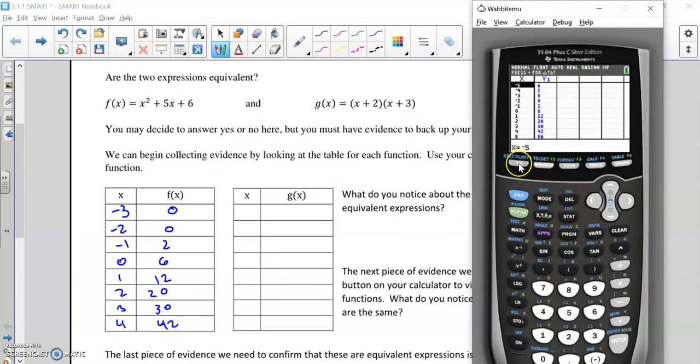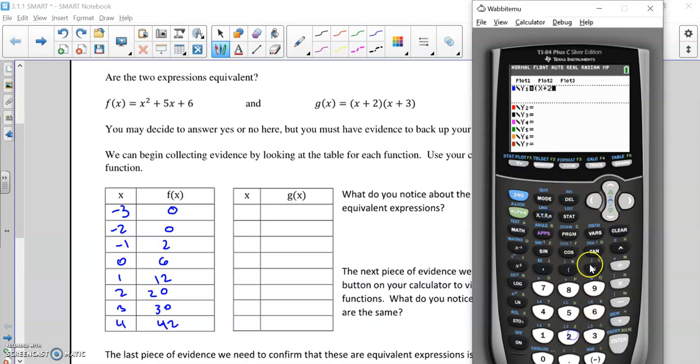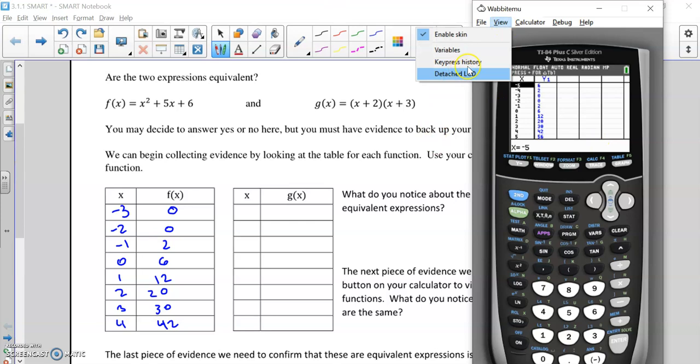Okay, now that we've finished filling out our first table, we're going to go back to our calculator and graph the second function. So we have x plus 2 times x plus 3. And we're going to look at that table. We can just go straight to the table. Press second and then graph. And we can figure out whether this table is the same as our original one or if it's different.